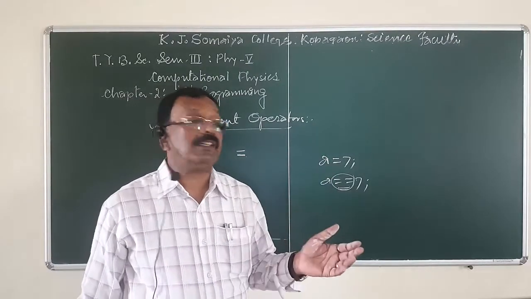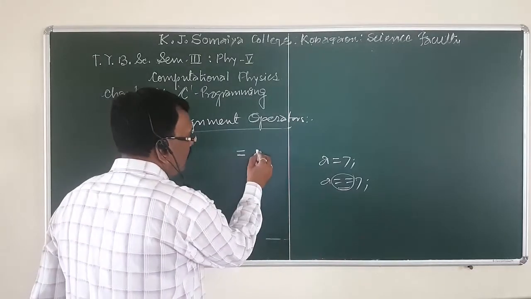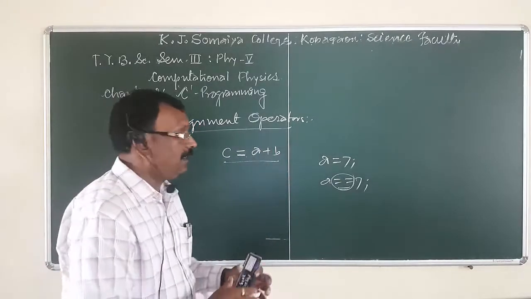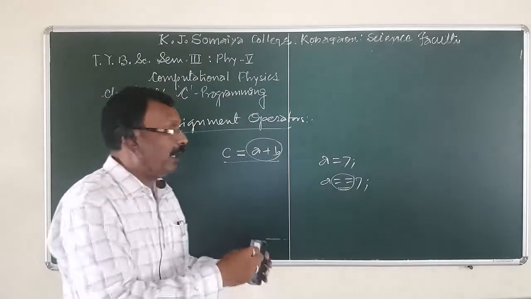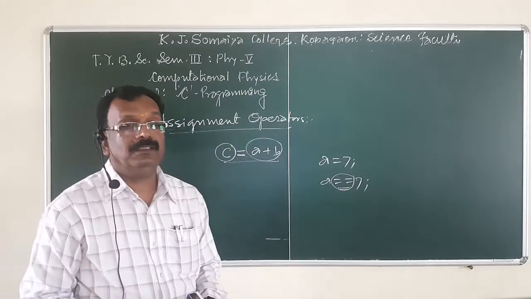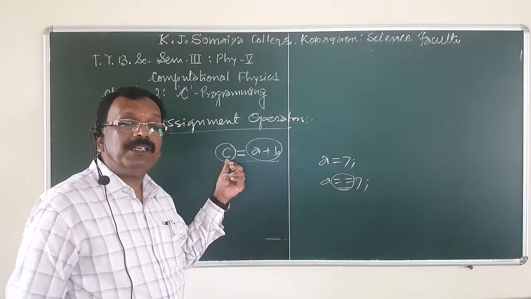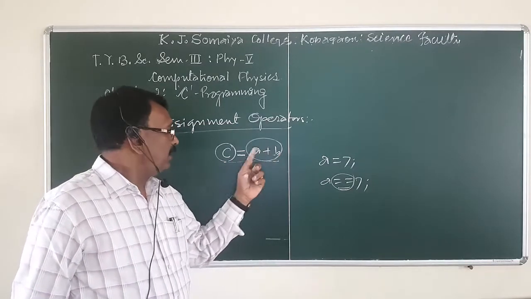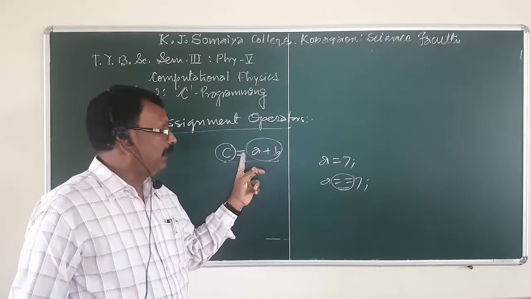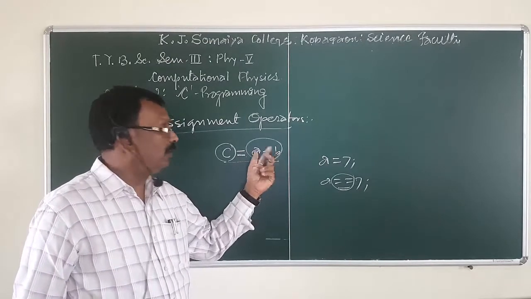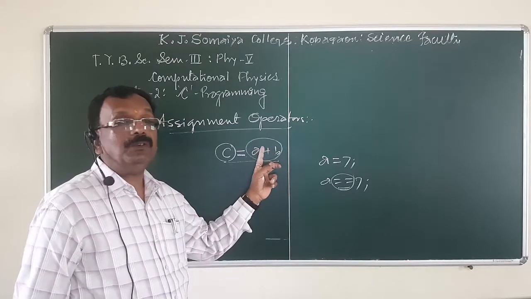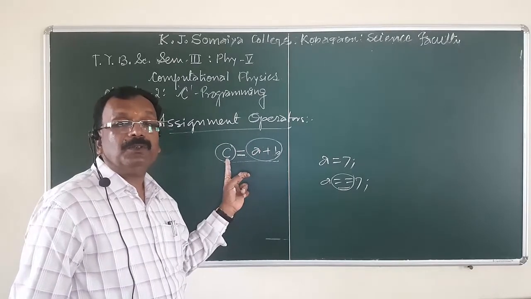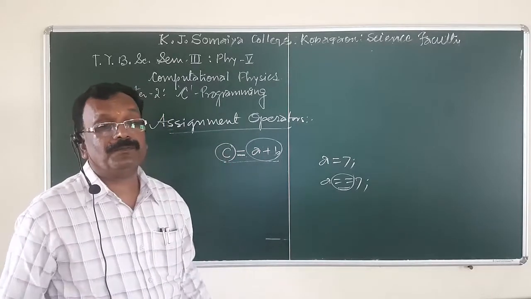The operator evaluates the expression. Suppose here A plus B and we write here C. This is the expression and this is the identifier or variable name. C is the variable name and it is called identifier, and A plus B is the expression. Here this assignment operator evaluates the expression on the right and assigns the value of the result to the variable which is on the left.